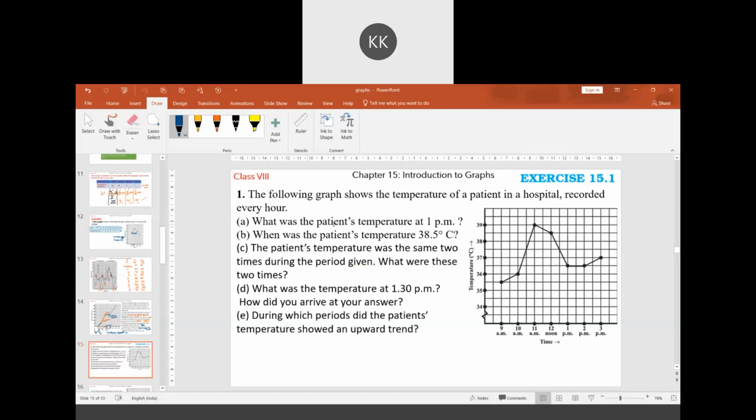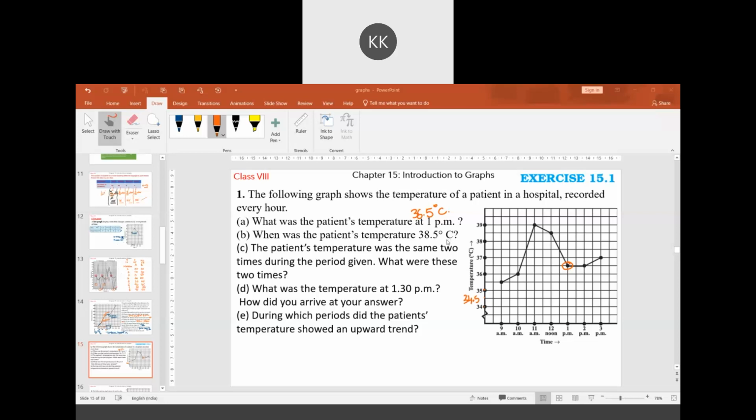What was the patient's temperature at 1 p.m.? 36.5 degrees Celsius, sir. Since they have given 36.5 degrees Celsius, and this is 35, so this has to be 34.5. So each one division is 0.5 units. So this has to be 36.5 degrees Celsius.